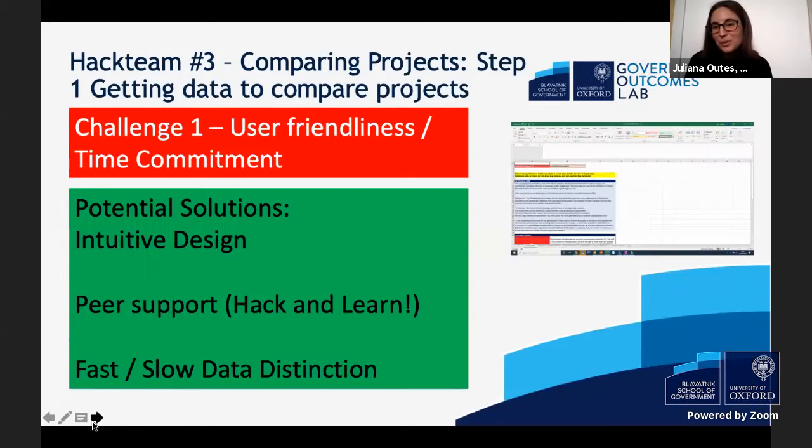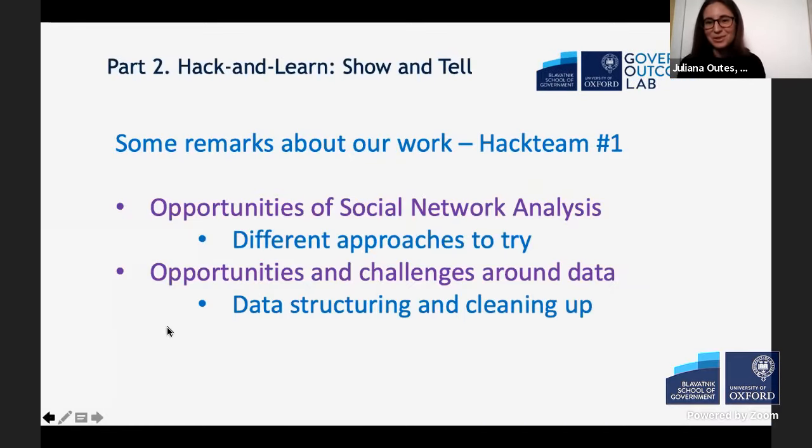I just want to say that we used Flourish, which is a very useful tool that is available for everybody, and you don't need to be a coder to make these kinds of graphs. Thank you.